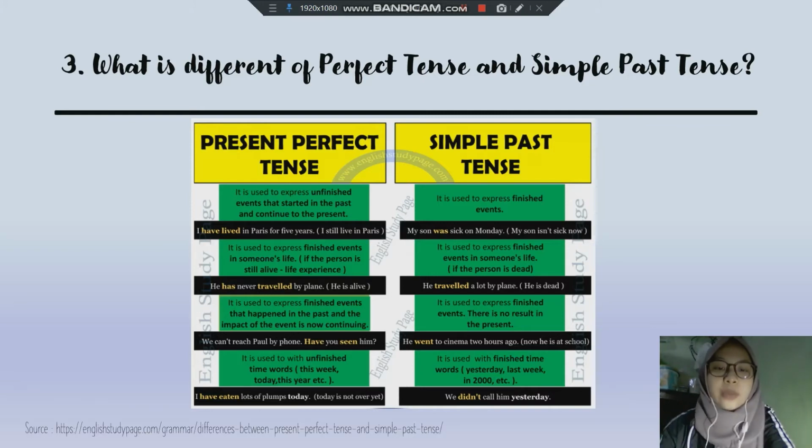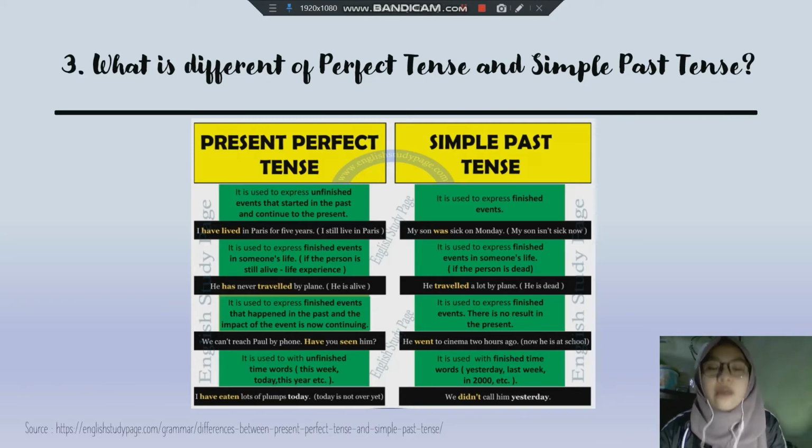3. Present perfect tense. It is used to express a finished event that happened in the past and the impact of the event is now continuing. For example, we cannot reach Paul by phone. Have you seen him? For the simple past tense, it is used to express a finished event. There is no result in the present. He went to the cinema. He has gone to our school. The meaning is now he is at school.